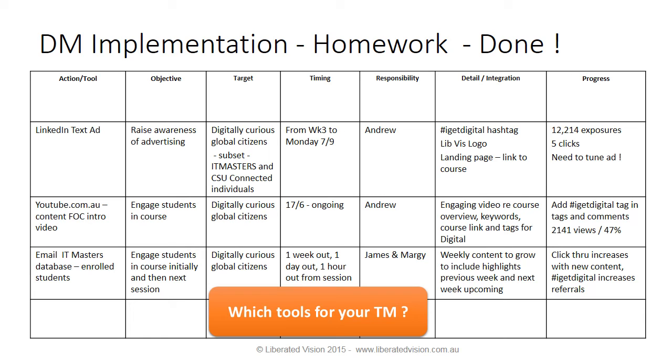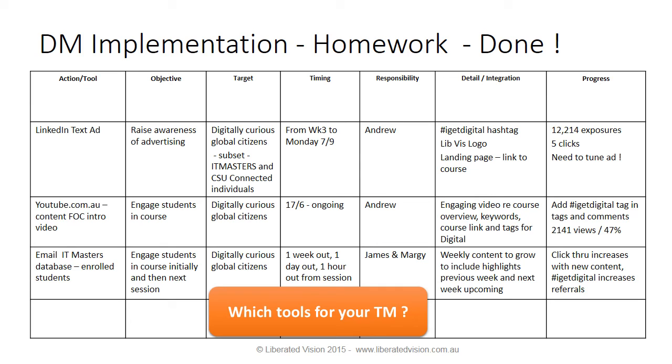The last one was an email, for example, to an IT Masters database, so people who are already enrolled in the course, so they're already aware. So it was about engaging students in the course initially, and then for the next session, driving numbers to participation each week. Glenn, same target market, globally curious digital citizens.